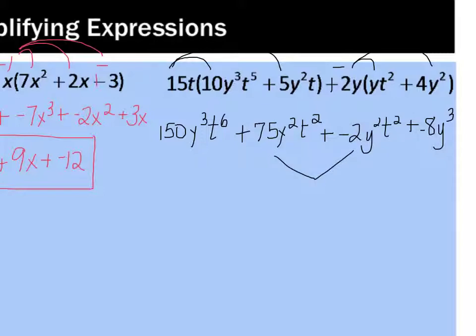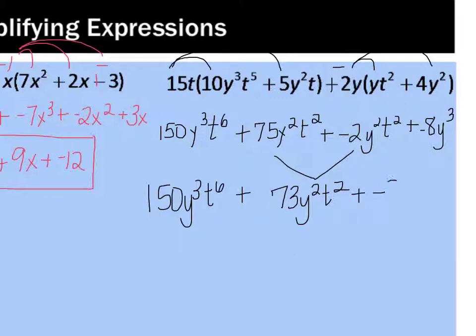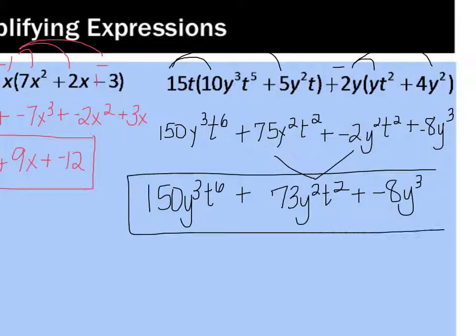And our two middle terms right here are the only ones that are like terms, the y to the second t to the second. So 75 y to the second t to the second plus negative 2 y to the second t to the second would give us 73 y to the second t to the second. And then we would bring down the 150 y to the third t to the sixth plus, and then at the end, the plus negative 8 y to the third. And this would be our final answer.